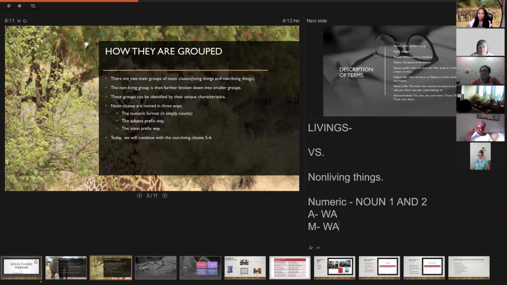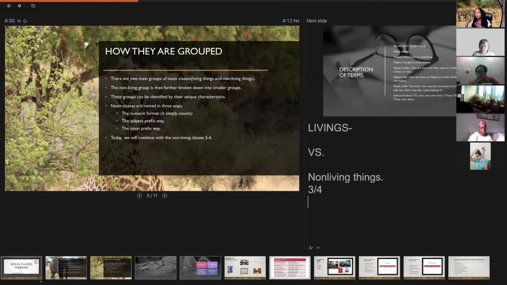We looked at the different noun classes. Just noun class 3 and 4 is what we did, and we looked at its individual characteristics. So from now henceforth, we're going to be covering the non-living classes, 3 and 4. Today is 5 and 6. Next time we'll do 7 and 8, and so on and so forth.